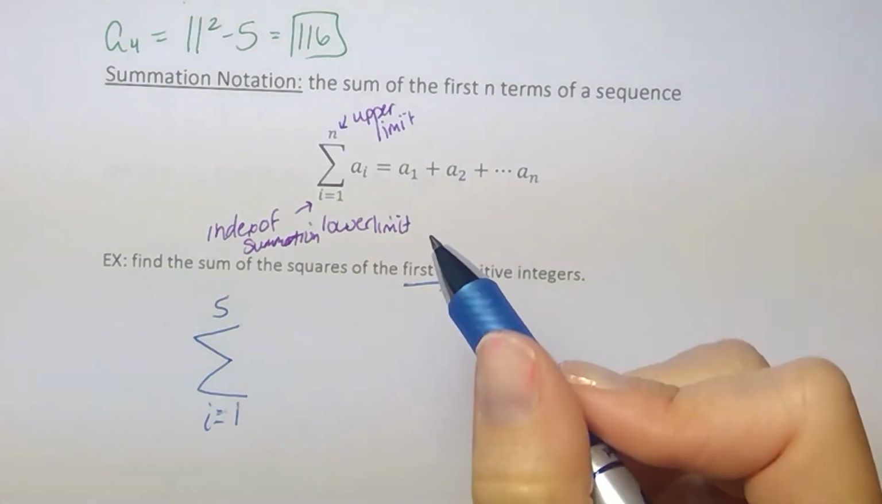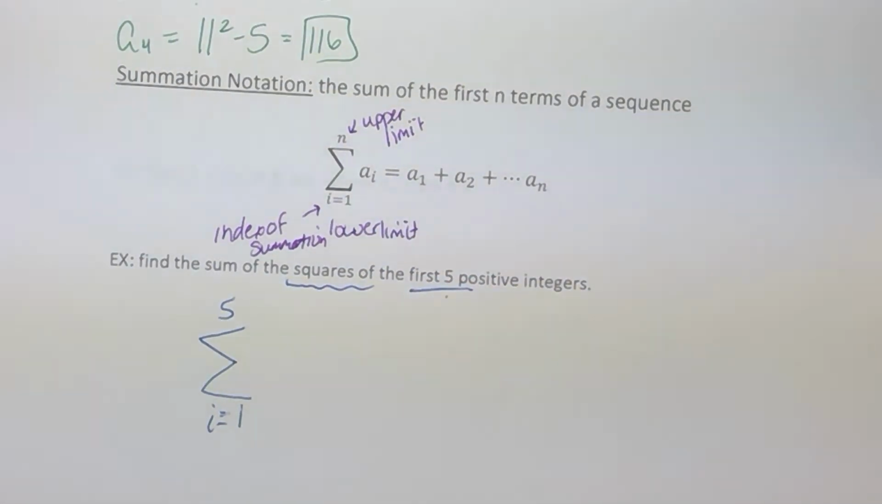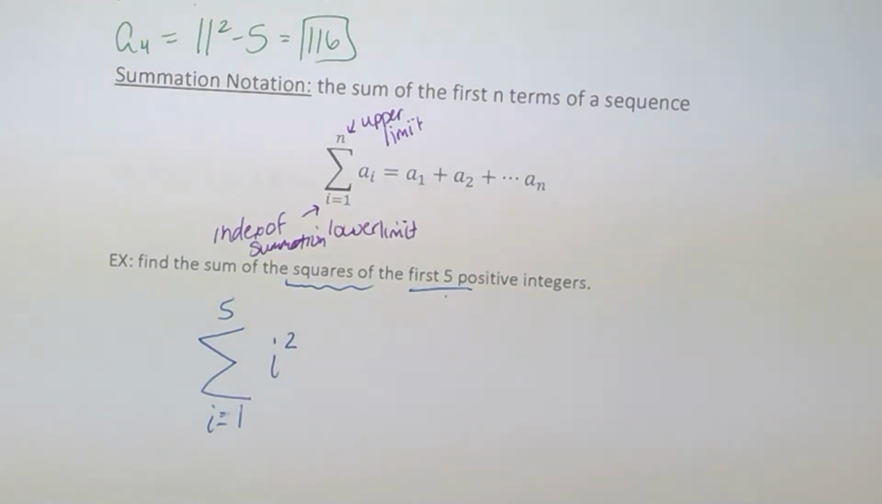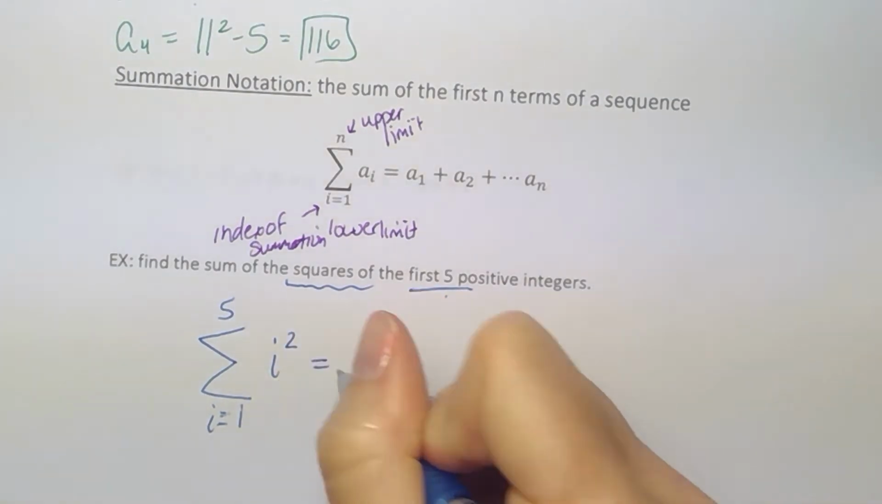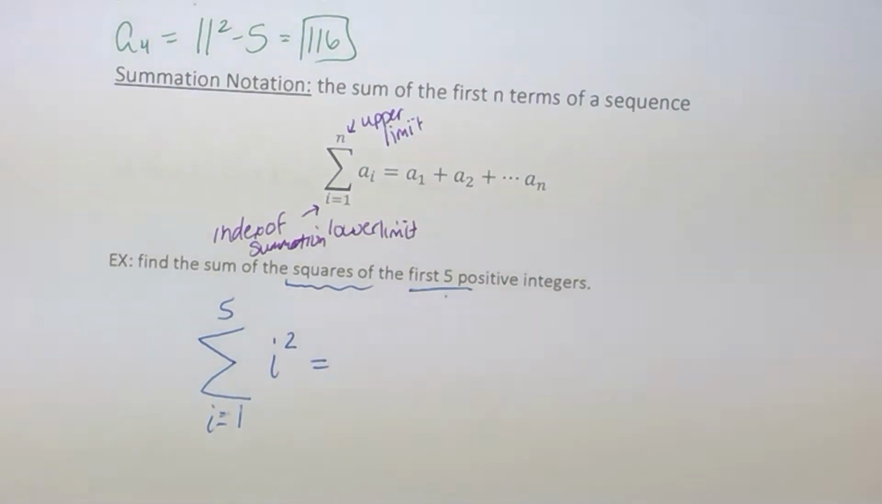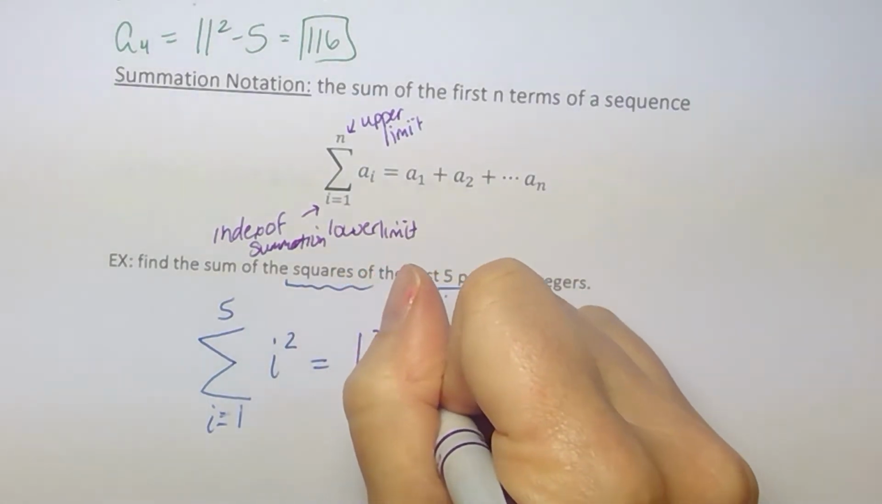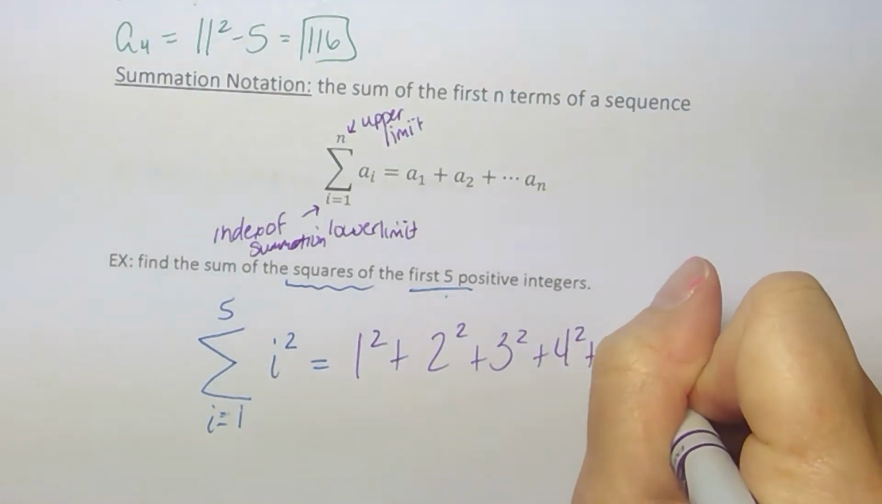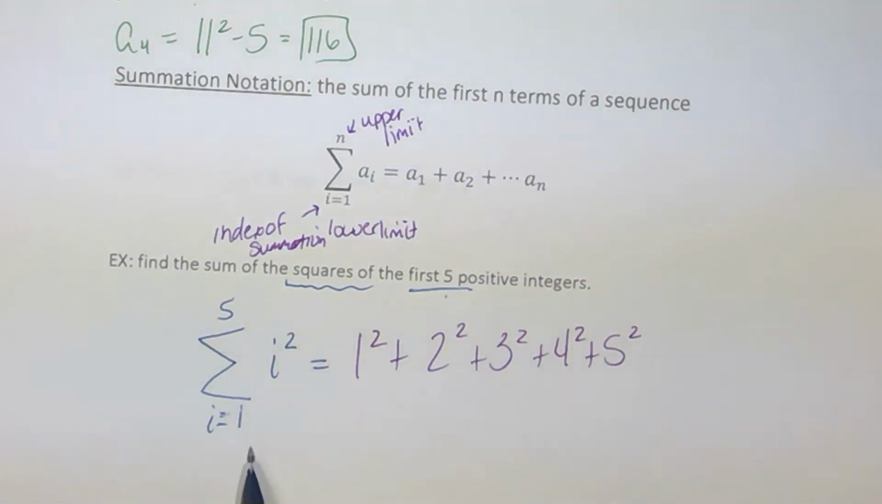And then for the general term, I want to square those integers. Well, the integer is the i, so my general term is just i squared. So what is that going to look like? Well, I need to find 1 to 5 squared added together. So I need 1 squared plus 2 squared plus 3 squared, plus 4 squared, plus 5 squared. And I know to stop here because i goes from 1 to 5, lower limit to upper limit. General term is taking that i and squaring it.